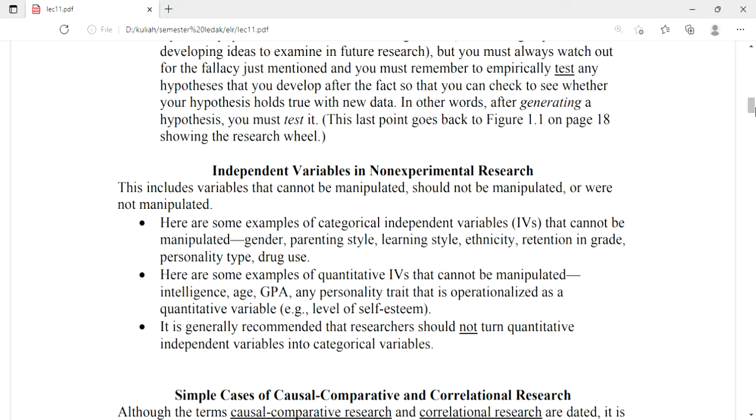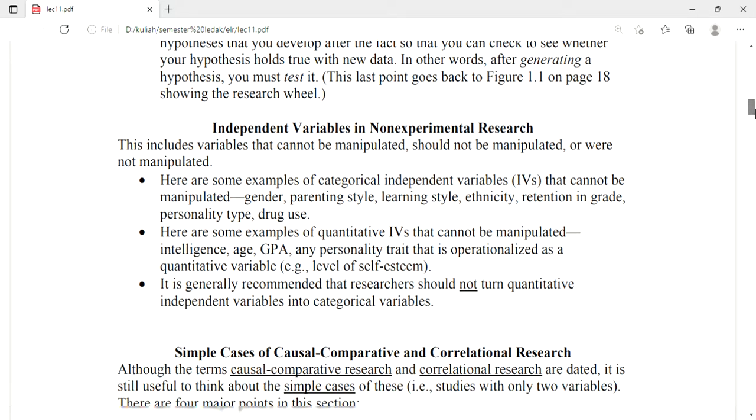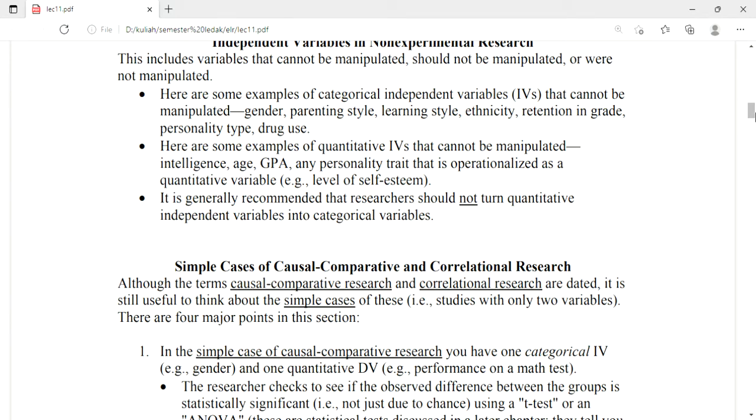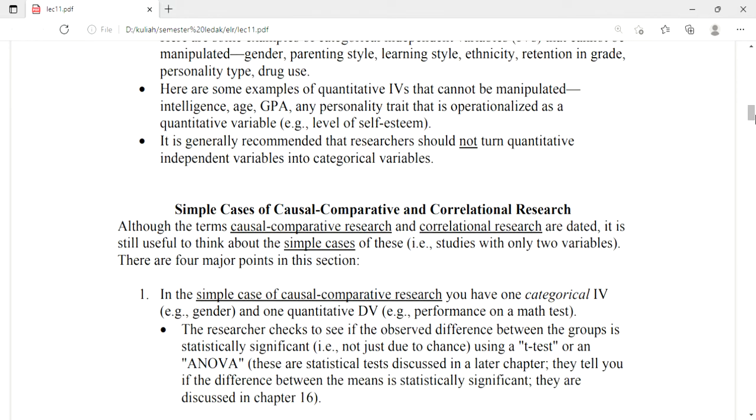And then here are independent variables in non-experimental research that cannot be manipulated or will not be manipulated. Here are some examples of categorical independent variables that cannot be manipulated, such as gender, parenting style, learning style, ethnicity, retention in grade, personality type, or drug use. And then here are some examples of quantitative independent variables that cannot be manipulated, such as age, GPA atau nilai rata-rata. Kemudian any personality trait that is operationalized as a quantitative variable, for example, level of self-esteem. It is generally recommended that researchers should not turn a quantitative independent variable into a categorical variable.